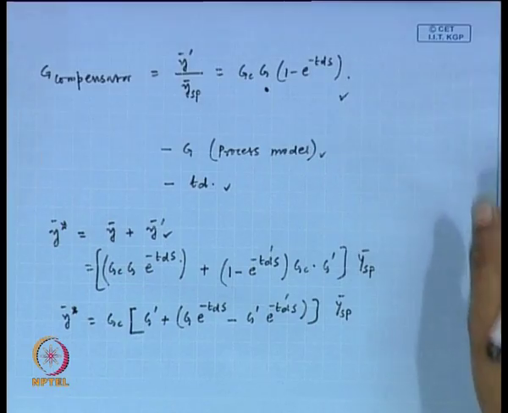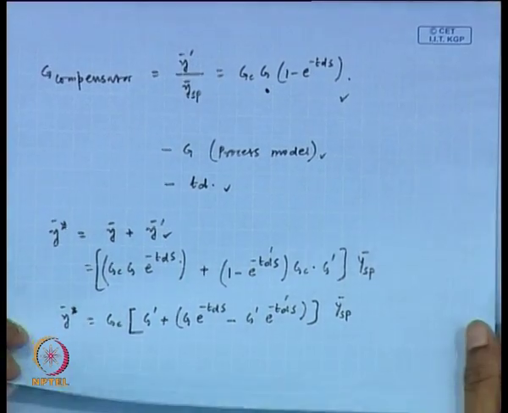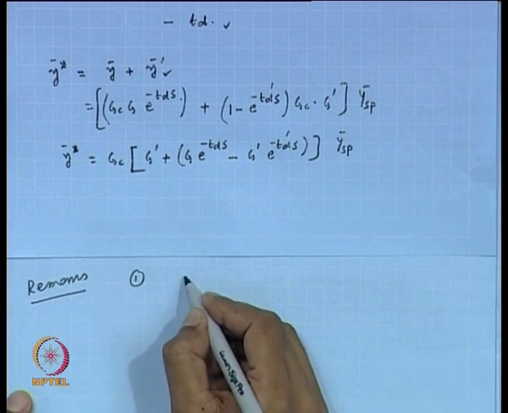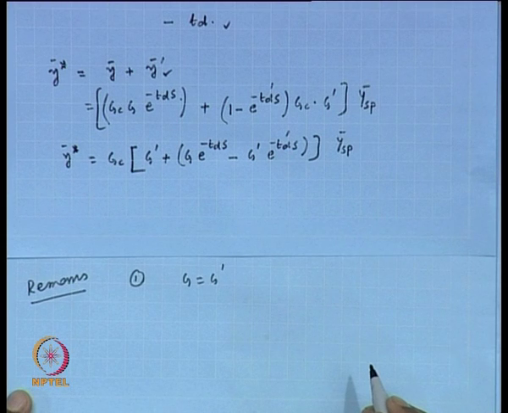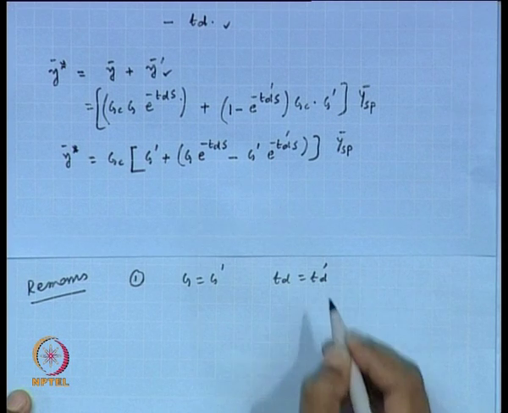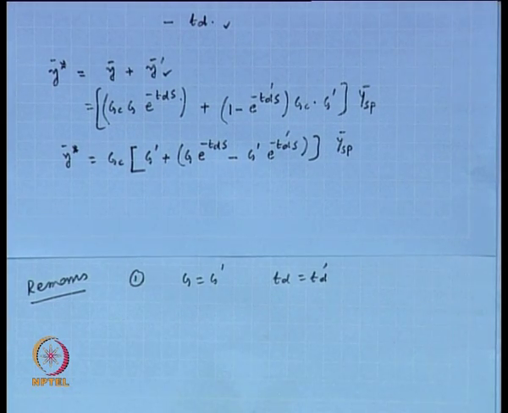So, what conclusion can we make based on this expression? When can we get perfect compensation? We can get perfect compensation when G equal to Z prime and TD equal to TD prime. I mean, when the process model and the dead time value are exactly known, only then can we get perfect dead time compensation.